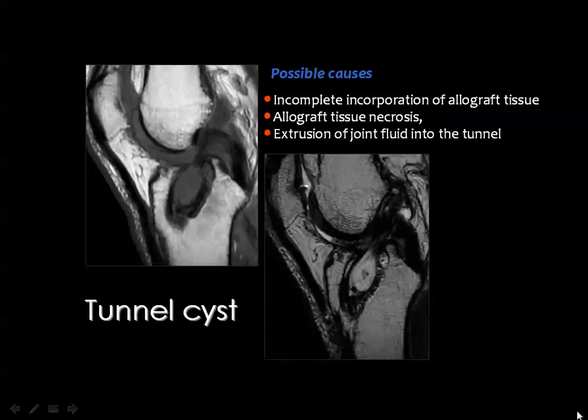Then one of the complications is known as the tunnel cyst, and this is a collection of fluid in one of the tunnels, either in the tibial tunnel or in the femoral tunnel. And these are the possible causes: incomplete incorporation of the allograft tissue, or graft necrosis, or extrusion of the joint fluid into the tunnel. And the synovial effusion may find its way into one of the tunnels, and it will collect here and form what's known as the tunnel cyst.